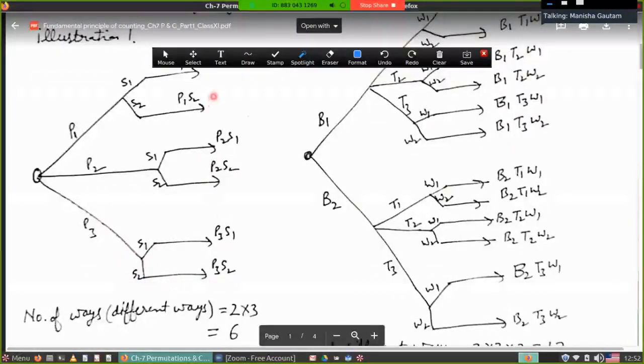If you count these, 1, 2, 3, 4, 5 and 6. There are 6 ways to wear 3 pants and 2 shirts, and you can calculate the 6 ways by using what? How many pants are there? 3, and 2 shirts. By multiplying 2 by 3, you get 6. By the tree method, you are getting 6 ways, and by using 2 multiplied by 3, you are getting 6. Now let's discuss the second example also.